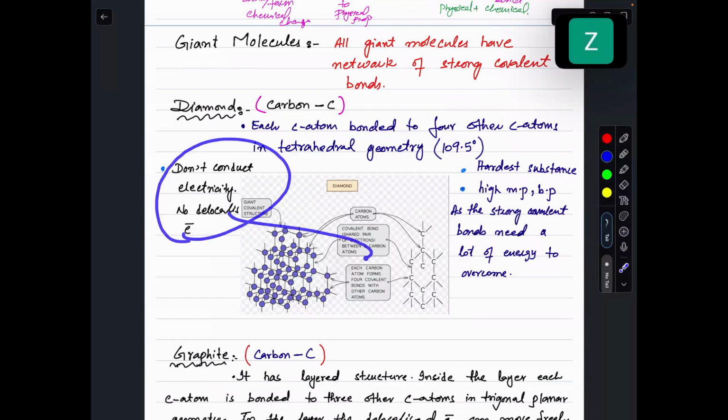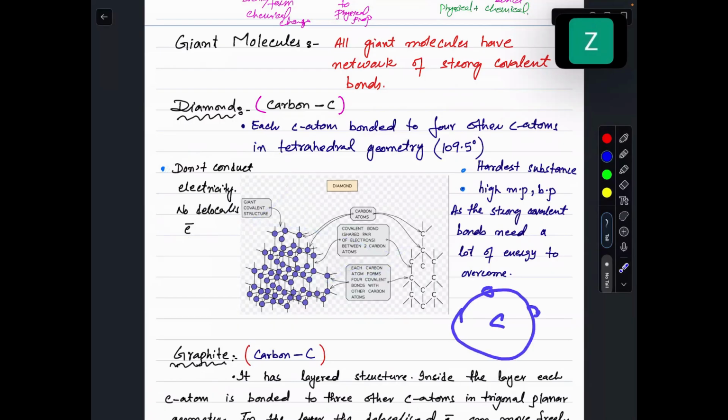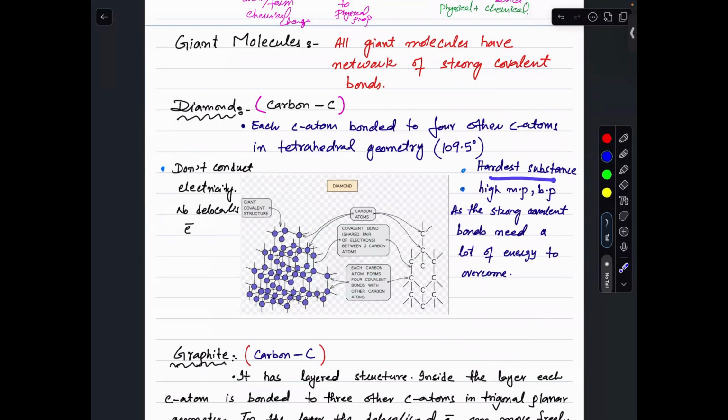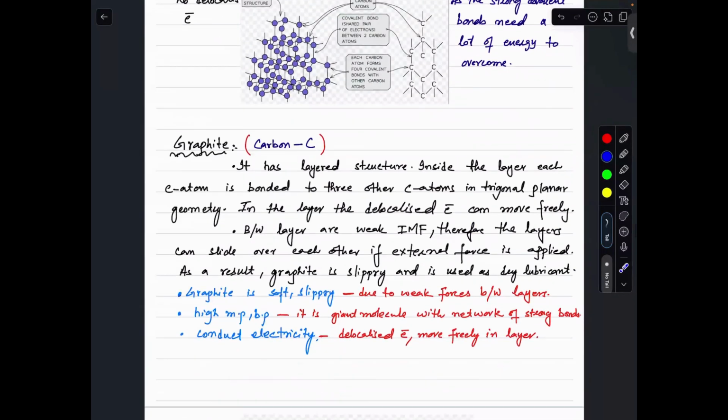Doesn't conduct electricity, no delocalized electron. In the carbon, in the last shell, there are 4 electrons and they're all involved in bonding. And they have a network of covalent bonds. This is the hardest substance due to the strong covalent bonds. That's it.